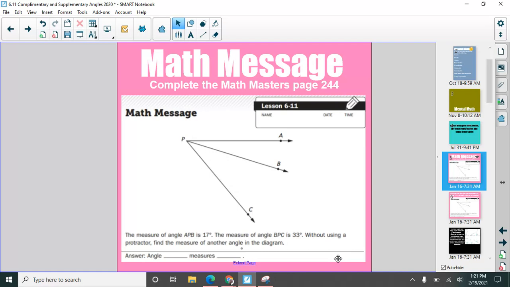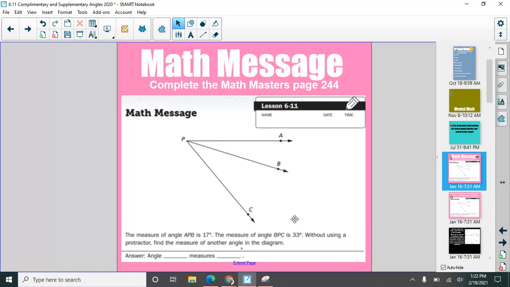And I have this up here for us to take a look at first. Notice down at the bottom what it says. It says the measure of angle APB, right? So look at A, P to B. That angle is 17 degrees. The measure of angle BPC, so see that angle, follow that angle, right? There's BPC. So this angle here is 33 degrees without using a protractor.